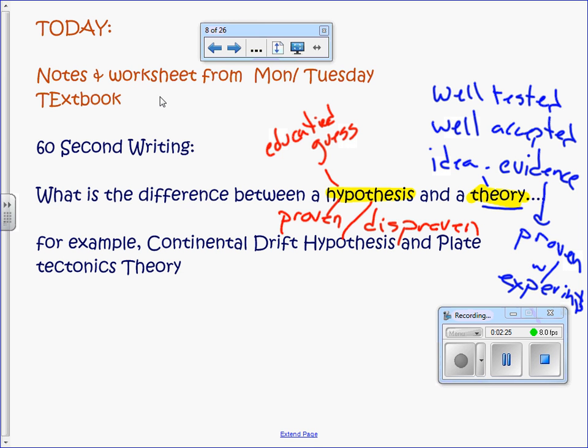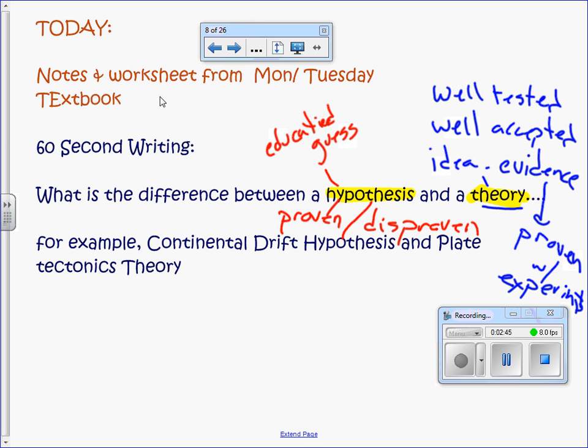Some theories in science, like cell theory, do you remember cell theory from last year? All living things are made of cells. Just a theory. A theory is a big deal, right? Well, that's the problem, is that when you come up with the theory of evolution, people go, oh, it's just a theory. Well, in science, a theory is a big deal.